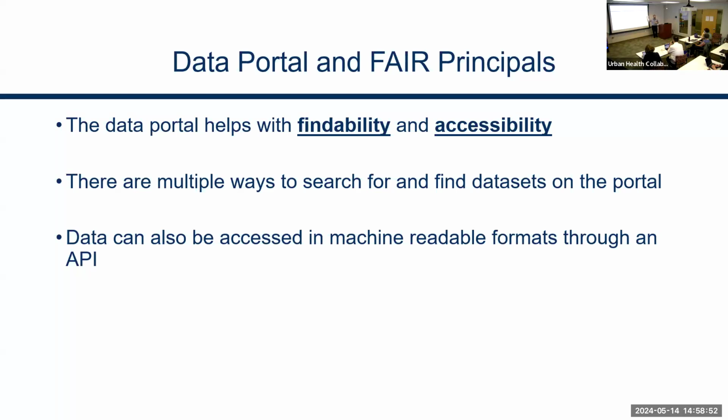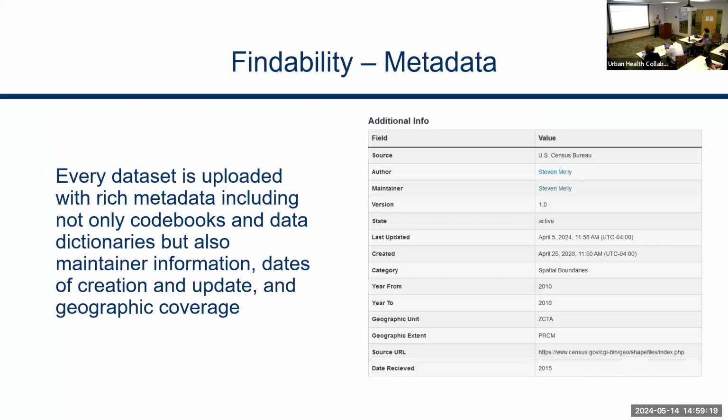So the data portal, to me, mostly helps with findability and accessibility, right? It lets us collect a bunch of metadata and store it all in a single place that is related to the data set, so you can see it all and look for it. You can use the web interface to search for it, and you can also access it via API, search for it, and pull it in machine-readable formats. So let's talk a little bit about the metadata and how it exists on the data portal.